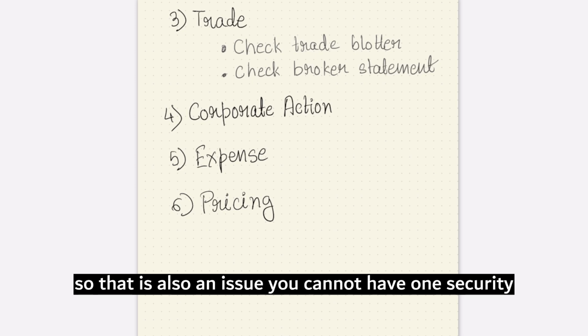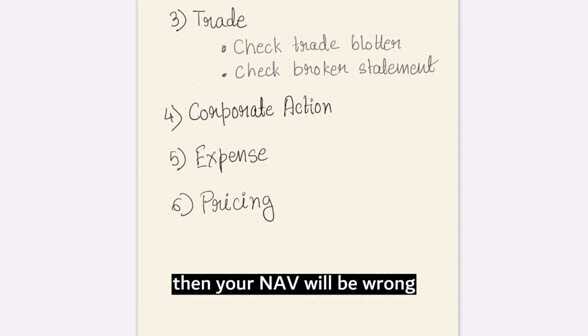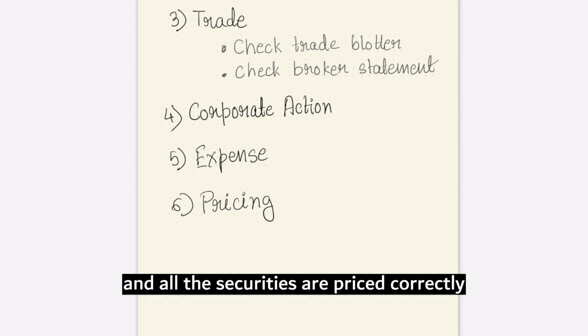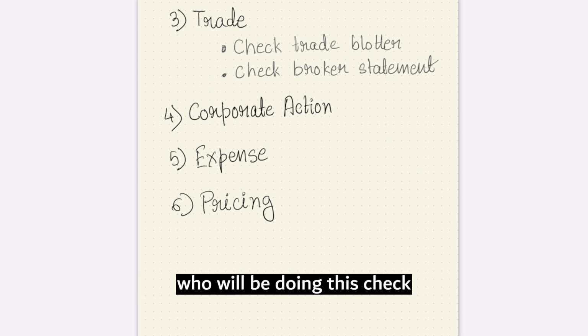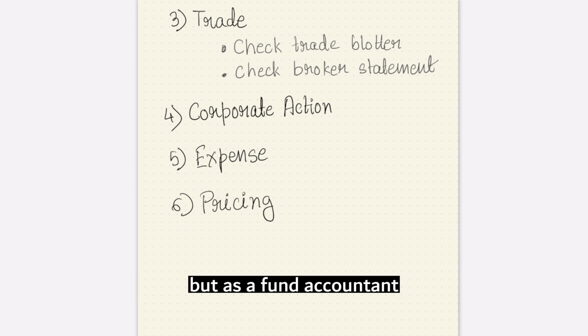You cannot have one security which is not getting priced, or your NAV will be wrong. So you need to first make sure all the securities got priced and all the securities are priced correctly. Obviously, there will be a pricing team who will be doing this check, but as a fund accountant, we also need to do some of the checks.